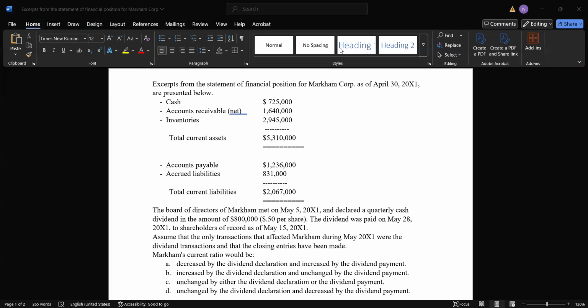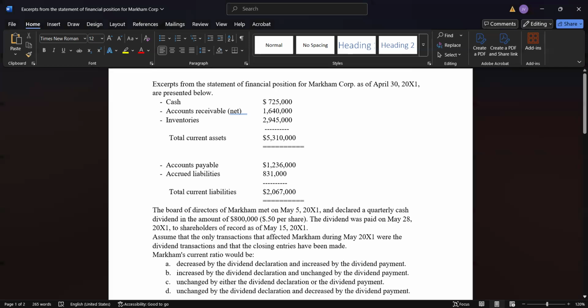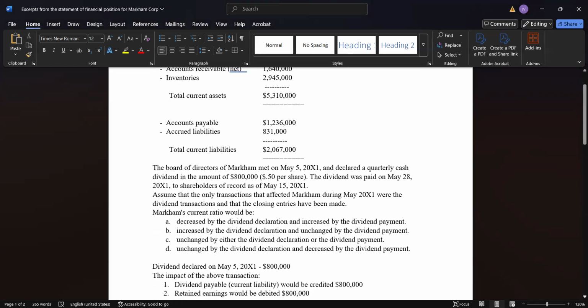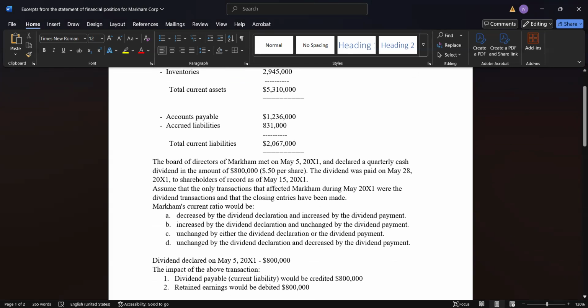See, there are two things that have happened during the month of May. One, initially, on May 5, 2021, a dividend was declared. So, what happens when a dividend is declared? What are the effects on account of that? When the dividend of 800,000 was declared on May 5, the impact of this transaction would be that a new current liability is created called dividend payable. It would be credited and this same amount would be debited from retained earnings.